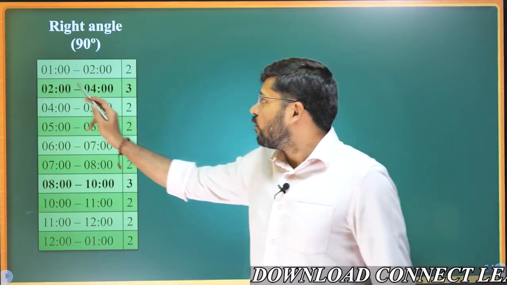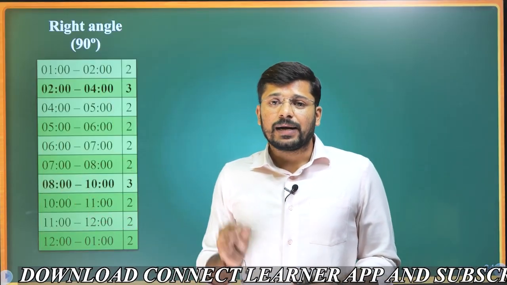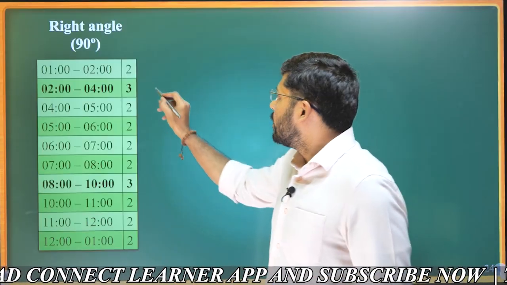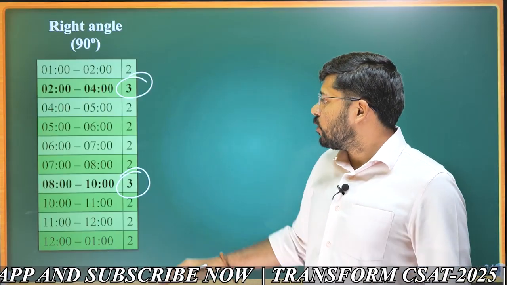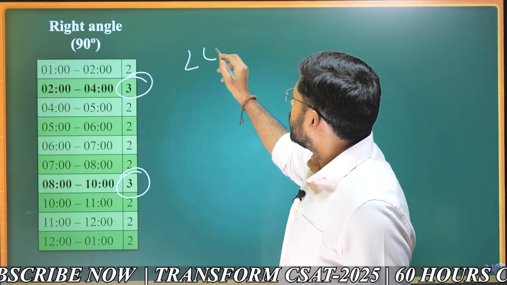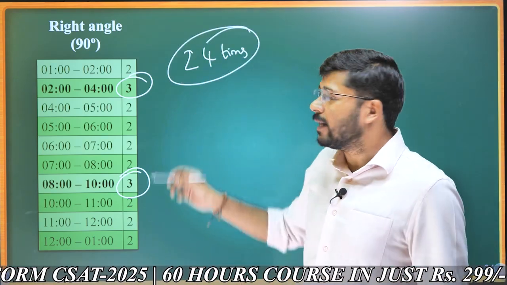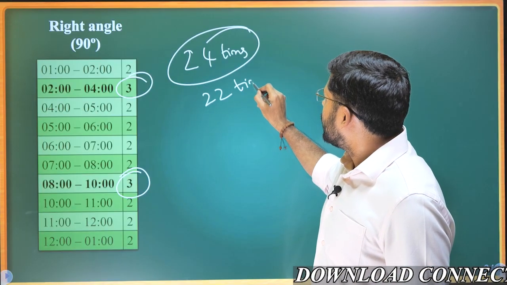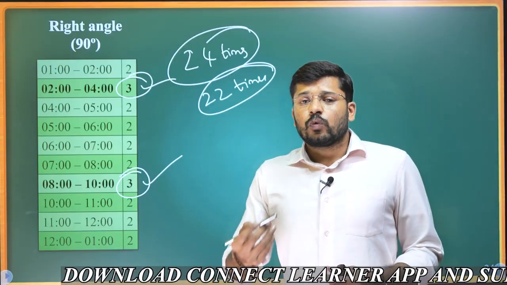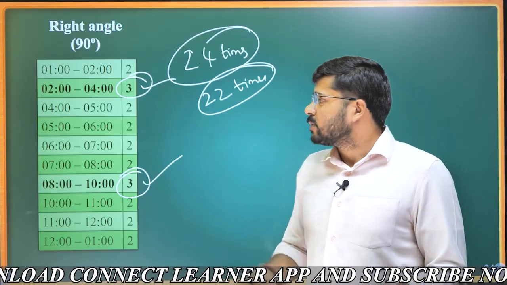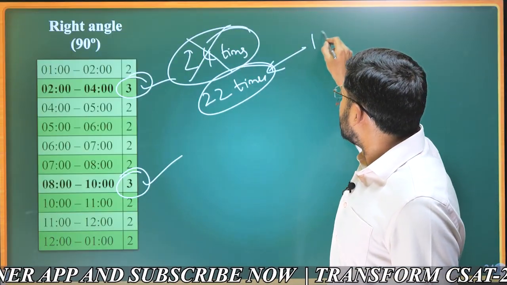The exception is that from 2 to 4 and from 8 to 10, as per the general rule, they should be at right angle 4 times, right? No, they will be at right angle only 3 times. Because of this, instead of being at right angle 24 times in 12 hours, they will be at right angle only 22 times, because here they lose one and here they lose another. So for every 12 hours, they will be at right angle 22 times.